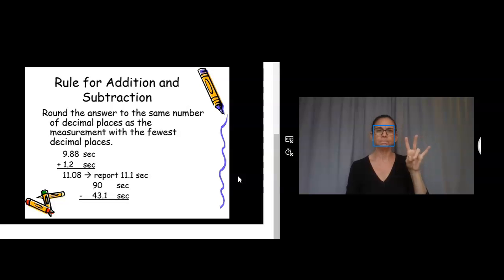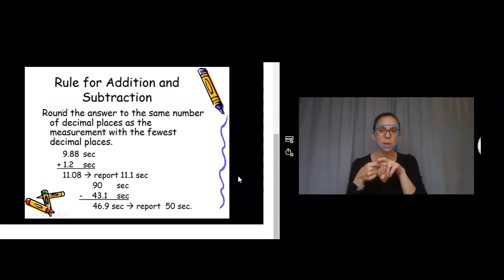No decimal places. That 7 would give you a digit in the ones place, and 90 doesn't have a digit in the ones place. Therefore, this would have to be rounded all the way to 50 seconds. And that seems a little extreme. It seems a little crazy to round 46.9 all the way to 50.